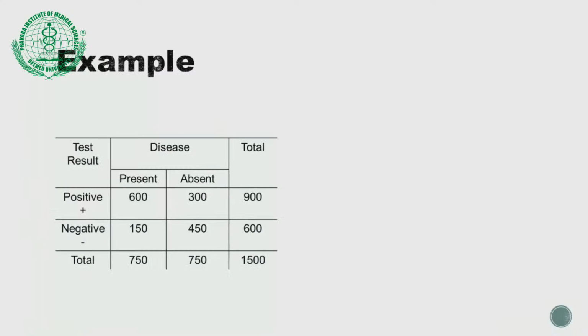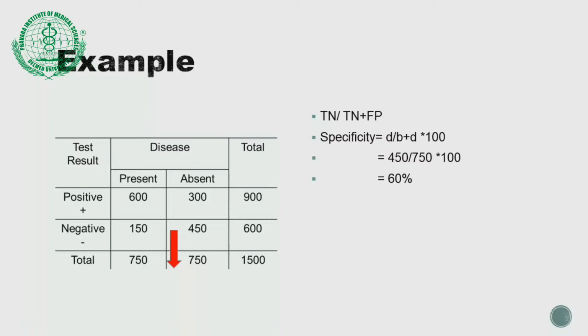Let's calculate the specificity in the same example. We have seen that specificity is the ability of a test to correctly identify true negatives, and given by the formula D upon B plus D, that is in this example 450 divided by 750, look at the arrow, into 100, which gives us the answer 60%.